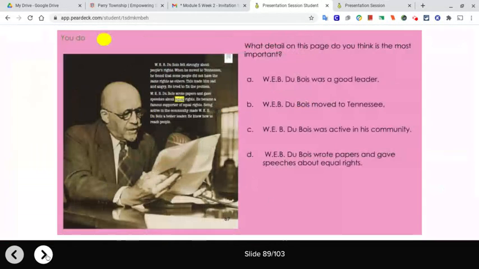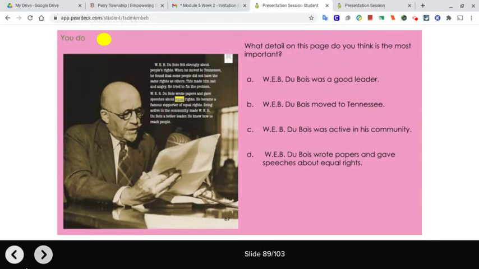Don't you agree? Okay, so what I want you to do is go back into the text and pick what details on the page you think are most important. So you're going to read this page right here. Actually, I'll just read it to you again, okay? It says, W.E.B. Du Bois felt strongly about people's rights. When he moved to Tennessee, he found that some people did not have the same rights as others. This made him sad and angry. He tried to fix the problem. W.E.B. Du Bois wrote papers and gave speeches about equal rights. He became a famous supporter of equal rights. Being active in the community made W.E.B. Du Bois a better leader. He knew how to reach people.